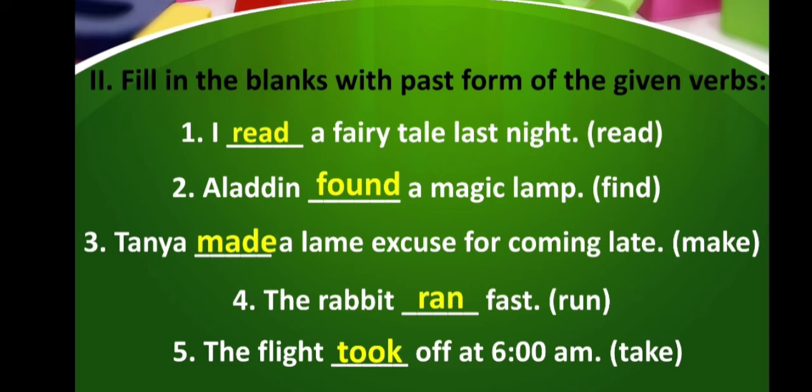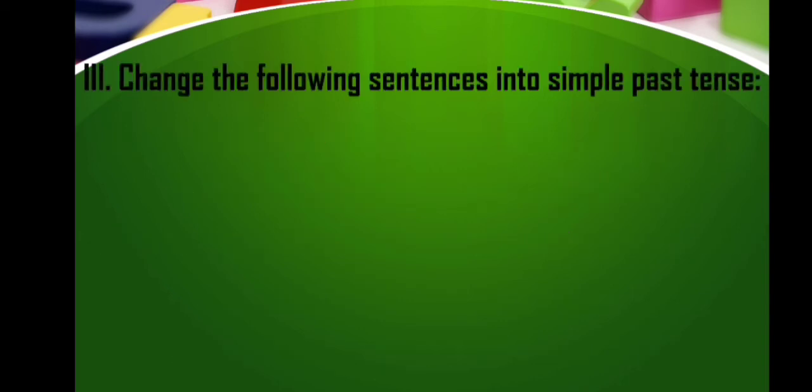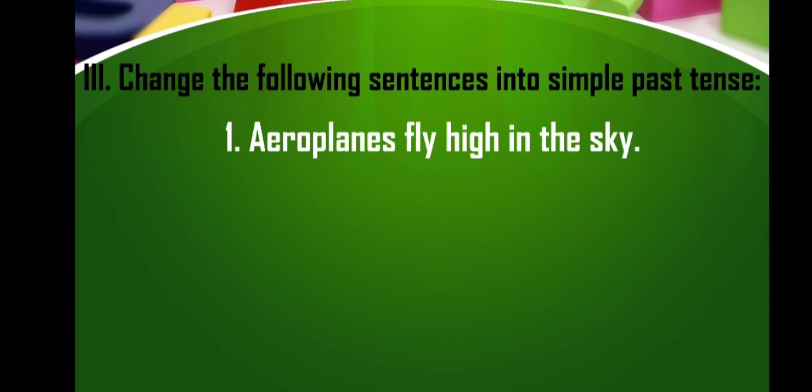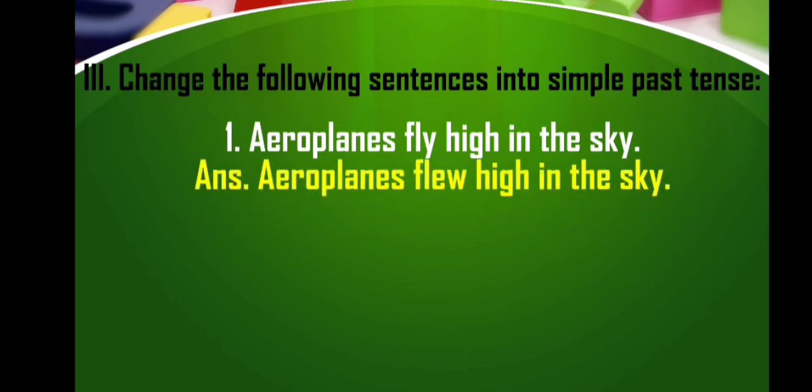Let's move to the next question, and the next question is change the following sentences into simple past tense. Okay, here what you have to do is change the sentences into simple past tense. So the first one is aeroplanes fly high in the sky. As you can see, this sentence is in present tense and we have to change this sentence to simple past tense. So here you can see the verb is fly and we have to change the verb to the past form of the verb. So the answer will be aeroplanes flew high in the sky.